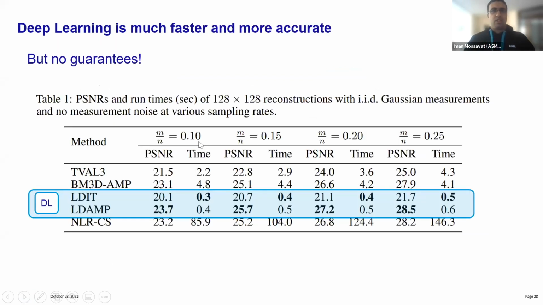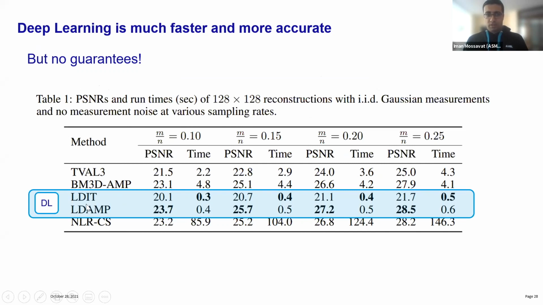So what happens here is that deep learning is much faster and more accurate. The problem is that it doesn't really come with guarantees. So this sometimes is a problem, depending on your application and the requirements of your customer. If it breaks, how do you want to service it, for example?